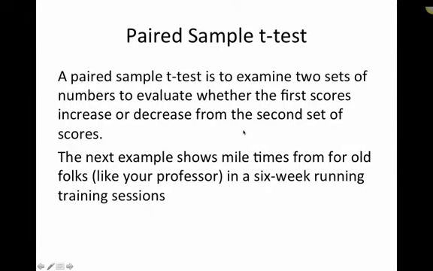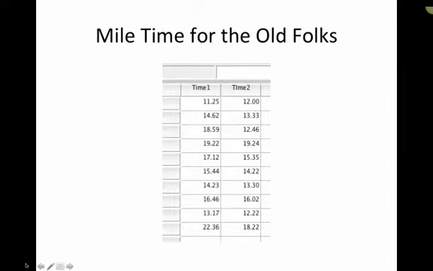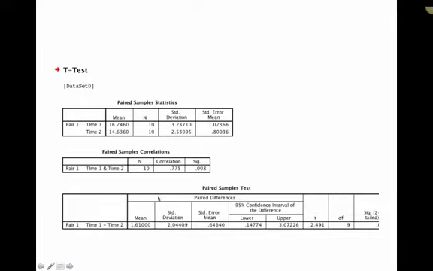A paired sample t-test is to examine 2 sets of numbers to evaluate whether the first scores increase or decrease from the second set of scores. The next example shows the mile times for old folks, like your professor, in a 6-week running training session. So you can see the times here. These times was the first time, this time is the second time. Going all the way down, this is participant 1, this is participant 2, and see if there are times. You can look at this one, but if you had a large set of numbers, you wouldn't be able to tell. So we'll move on to the results.